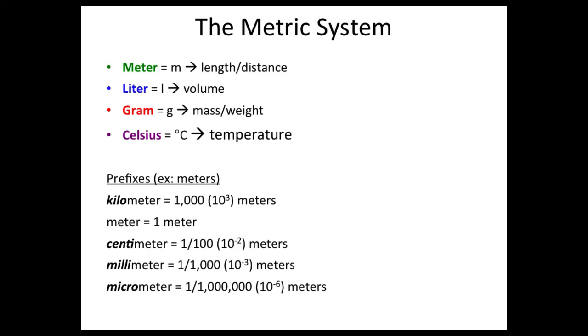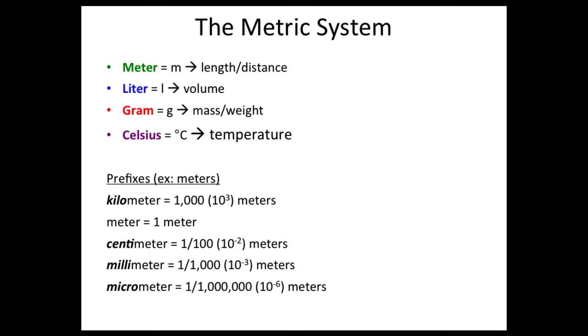By adding these root words to the beginning of the word meter, for example, it can tell us the relative size and scale. So a kilometer, which is really pronounced kilometer, is 1,000 meters. A meter is a meter, of course. Now, what if we put centi in front of the word meter? A centimeter is 1/100th of a meter, so that's pretty small. A millimeter is 1/1000th of a meter, so that's very, very small.